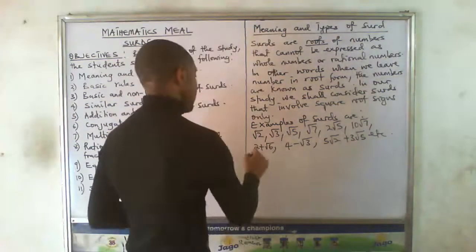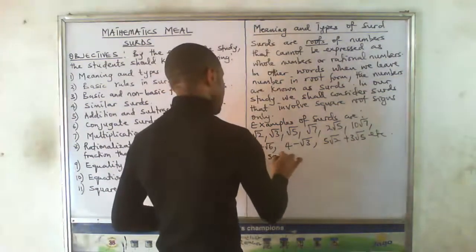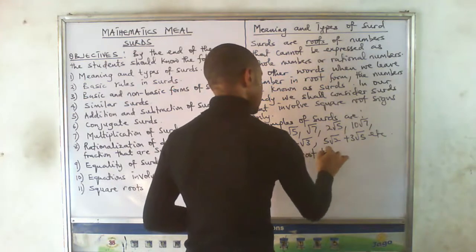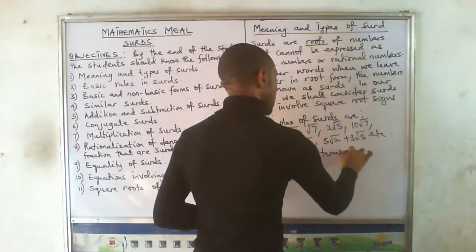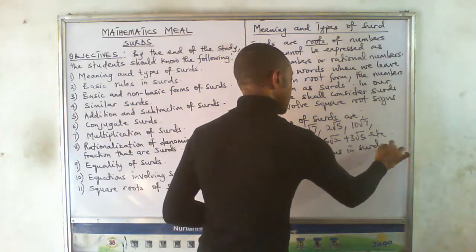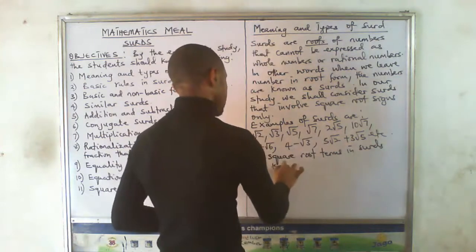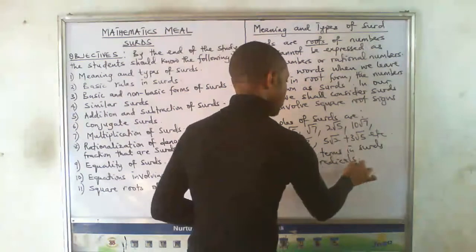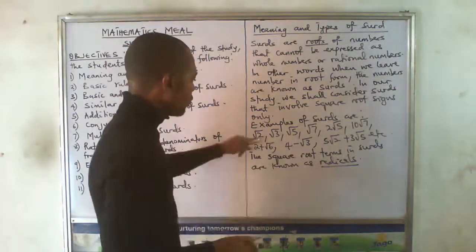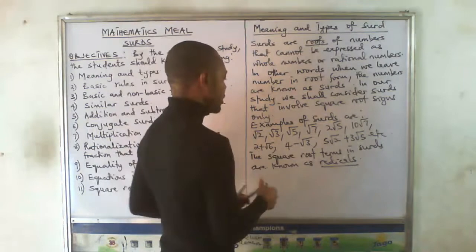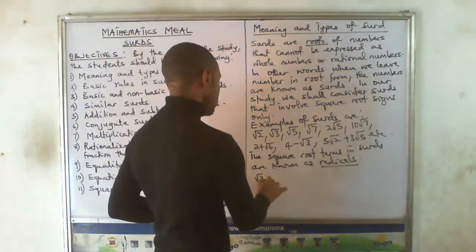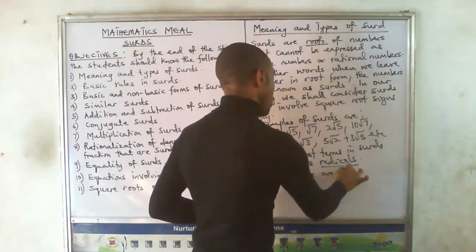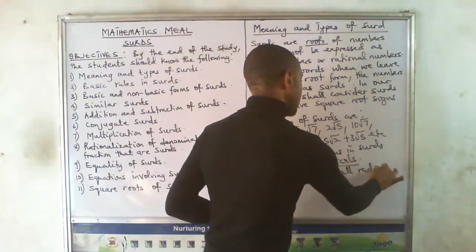So we take note of that. The square root terms in surd are known as radicals. So square root of 2 is a radical. Square root of 3 is a radical. So square root of 2, square root of 3, square root of 5, etc. are all radicals.